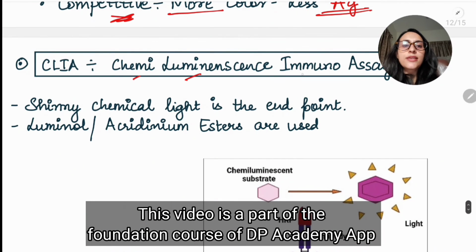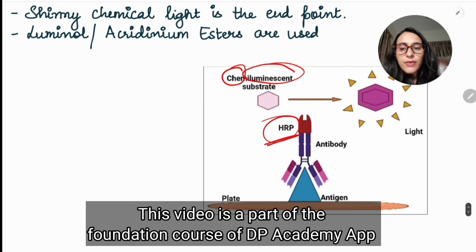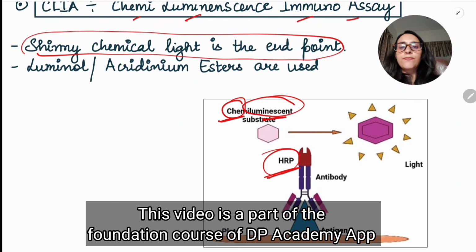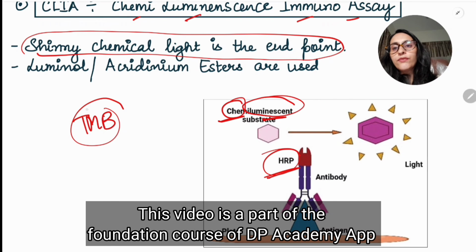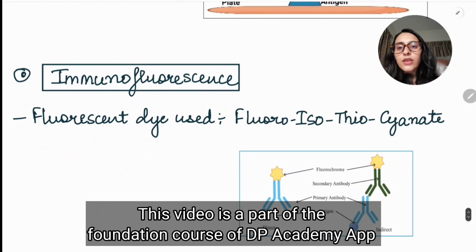Now coming to chemiluminescence immunoassay, CLIA. In chemiluminescence, as the name suggests, chemi means chemical, luminescent means light. So this is a kind of ELISA in which you are taking HRP enzyme only. But here it is showing the chemical and the light. So shiny chemical light is the end point of this test. And instead of tetramethylbenzidine, what do you add here? We add luminol or acridinium esters, and this is going to show the light.